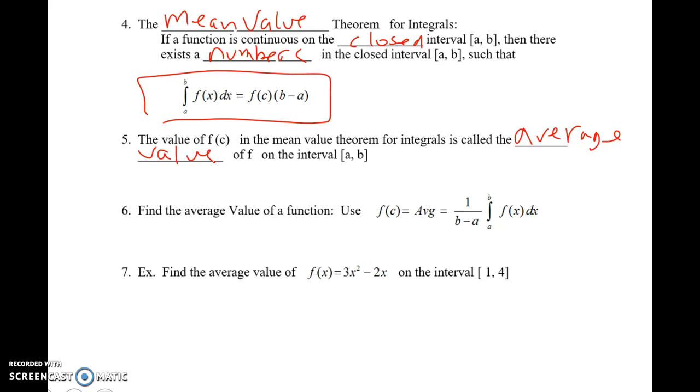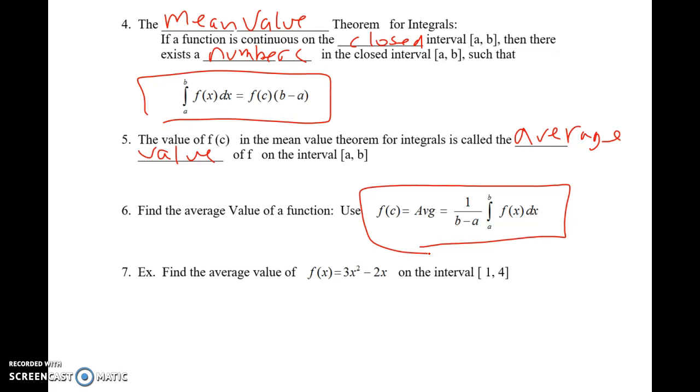So it's kind of like finding the average value across the area. So if we want to find the area under the curve from point A to point B, the f of c will be the average area per unit. And we can do that by this formula here. So let's try an example. Remember, don't let the formula scare you. Think about what average means.